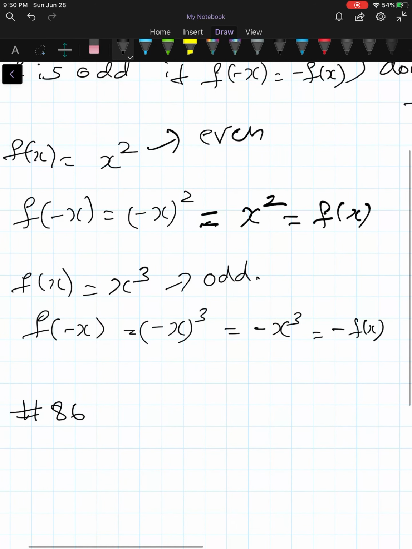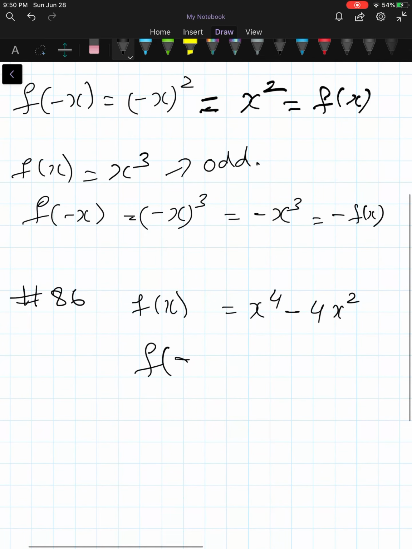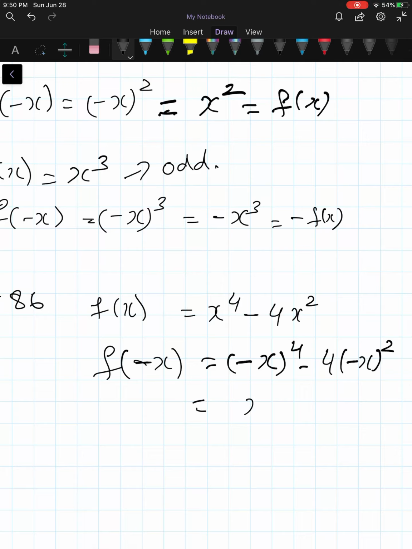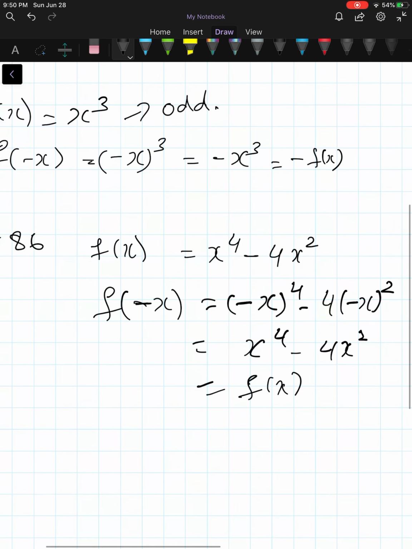So if you consider number 86, f of x is equal to x to the power of 4 minus 4x square. If you replace f of x by f of negative x, you get negative x the whole to the power of 4 minus 4 times negative x the whole square. A negative number raised to an even power would be the positive number, so it would be x to the power of 4 minus 4x square itself. This is same as f of x. Therefore the given function, f of x, is even.